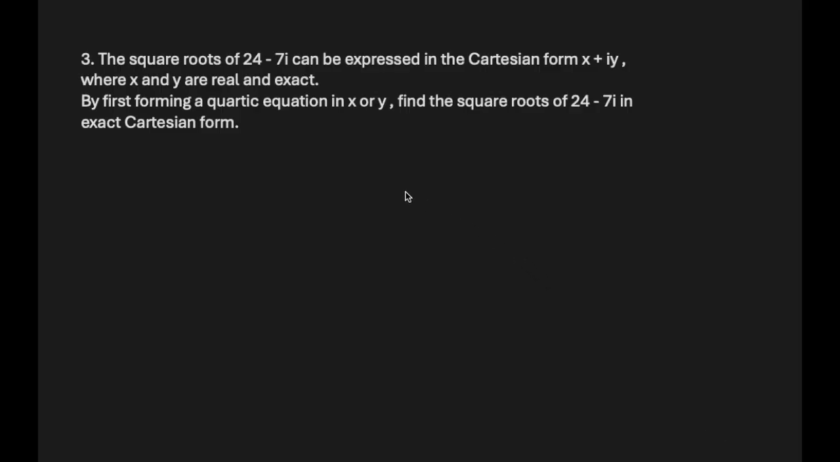Question 3. The square roots of 24 minus 7i can be expressed in Cartesian form x plus iy, where x and y are real and exact, by first forming a quartic equation in x or y. Find the square roots of this in exact Cartesian form. Okay, so they're saying that the square root of 24 minus 7i is x plus iy. Okay, let's square both sides.